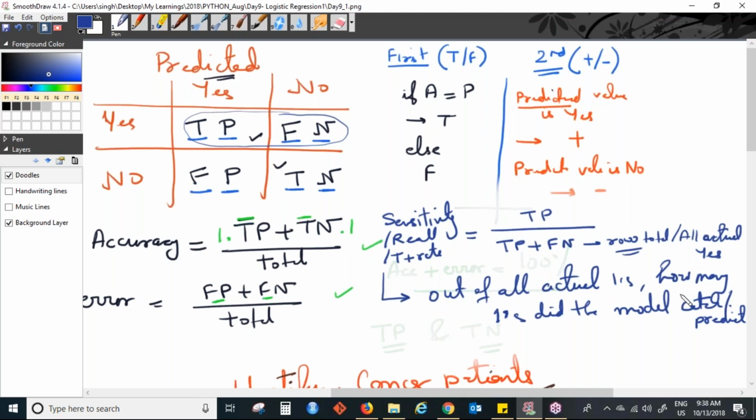Okay, so let me repeat. Sensitivity or recall, what does it measure? It gives more importance to true positive. A patient who has cancer, identifying that patient is more important than identifying a person who does not have cancer. In accuracy we have two quantities, true positive and true negative. One measures whether you are correctly identifying a cancer patient, and the other measures whether you are saying no to a patient who does not have cancer. Both have different meanings.